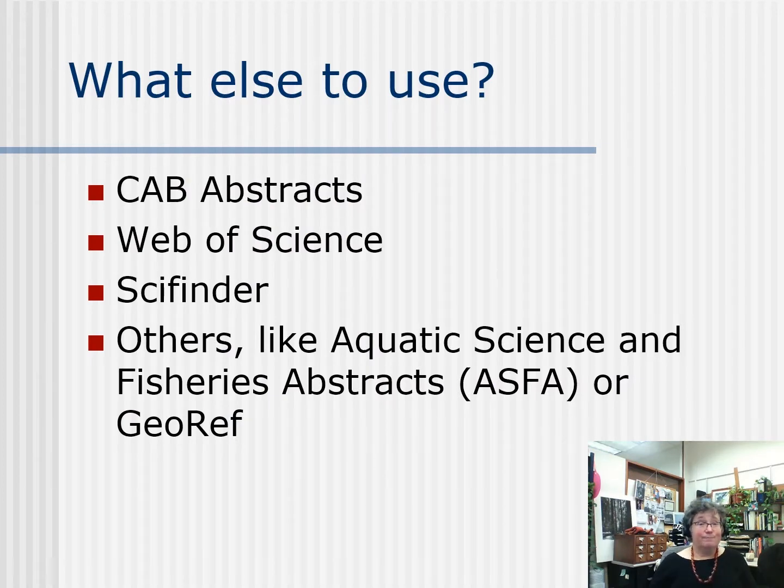All right, some other databases that you can use. CAB Abstracts is one. That's like Agricola in the sense that it's focused on agriculture, but it's international in its scope, and it goes back further in time, so sometimes that's useful. I'm going to talk more about some things like Web of Science and SciFinder here in a minute. And then we have a bunch of others. There's Aquatic Science and Fisheries Abstracts, or Food Science and Technology Abstracts, or GeoRef. So there's a lot of different potential tools for you.